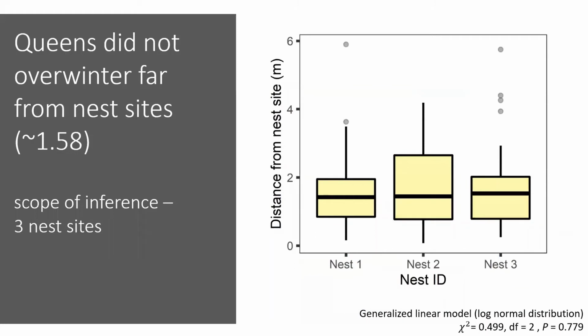And we found that queens just did not overwinter far from nest sites at all. On average, queens were found only 1.58 meters away from their natal nest site. And as we can see here, for each nest site, queens are overwintering about the same distance away.